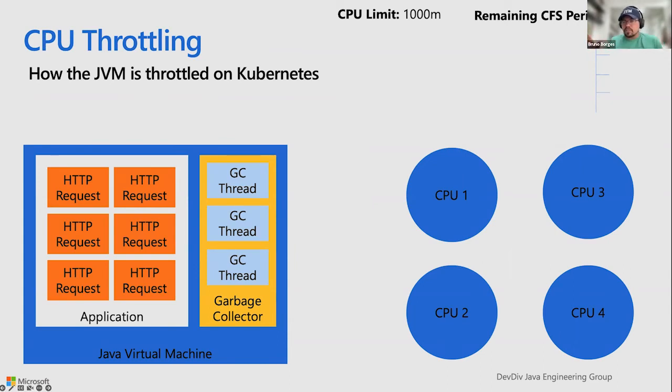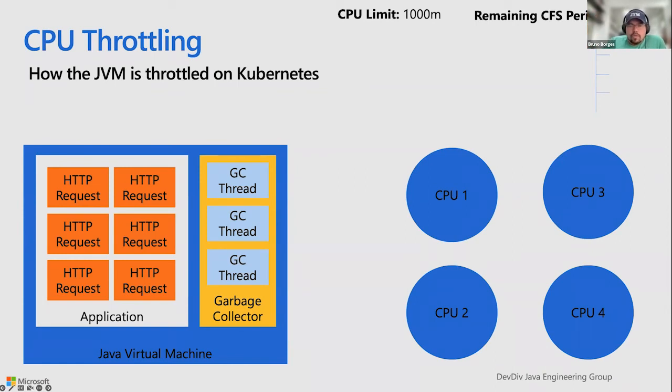So let's say we have this container running in production. It's 1 container, it's 1 Java virtual machine. And you can see at the top, the CPU limit is 1,000 millicore. That is what is configured for this container on Kubernetes. And the CFS period is 100 milliseconds. So that's the idea of the CPU time here, the CPU period.